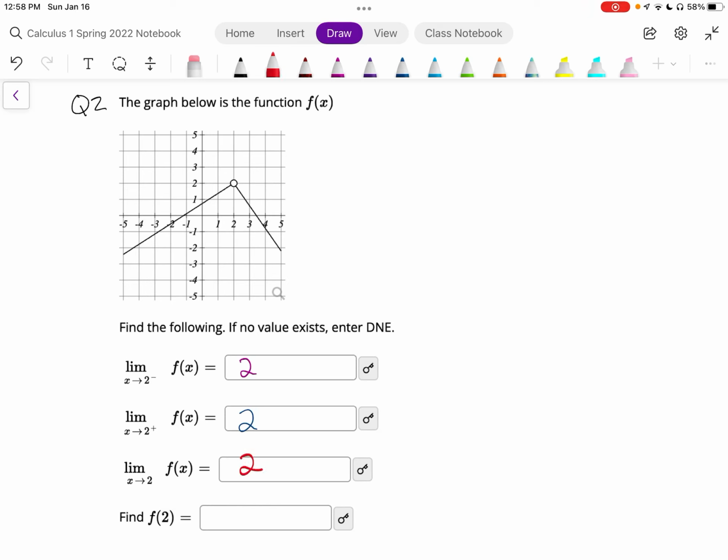Okay, so the answer is 2. Now it asks us to find f of 2. So if I plug 2 into this function, I don't know what the equation is, but if I plugged it in, what would I get? Well, I would get does not exist because there is nothing there. It's empty. Okay, it's a hole. So the answer here would be does not exist.